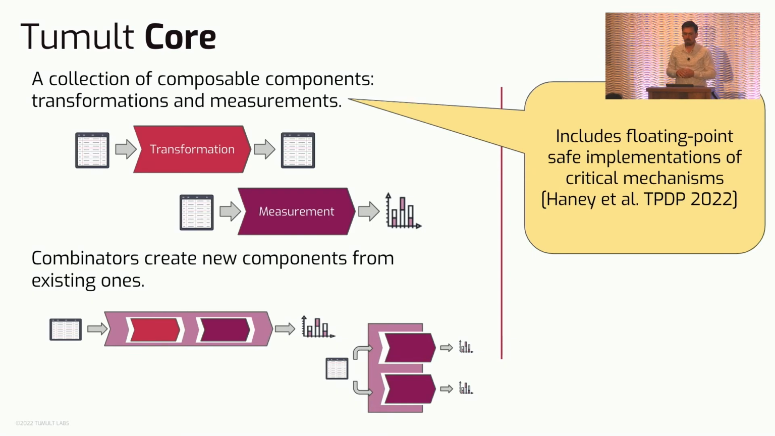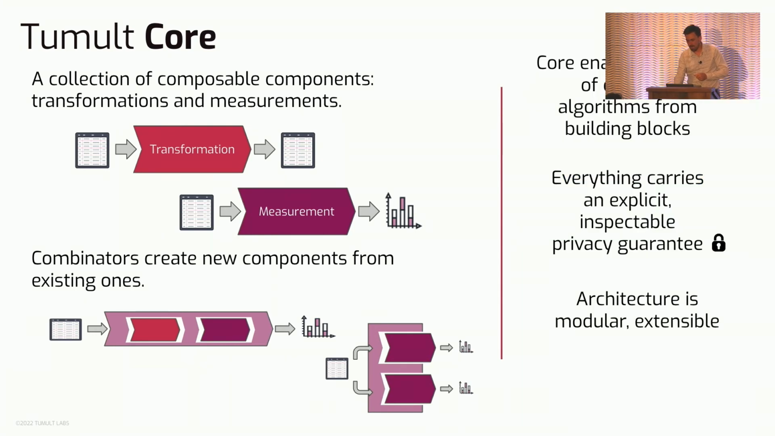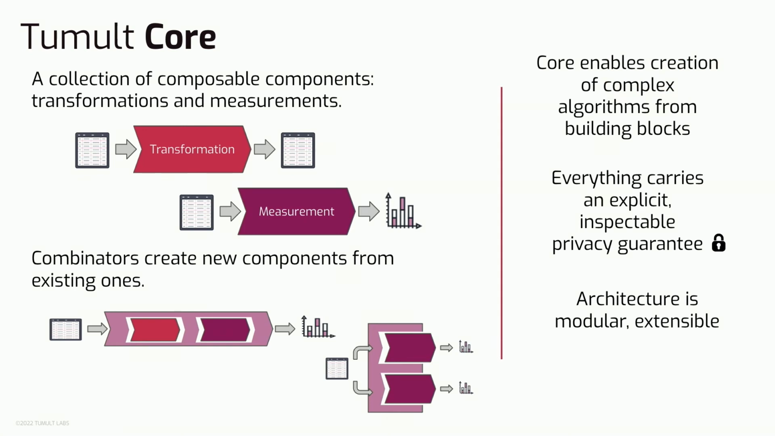One final remark about Core is that this is the privacy critical code. It's the really critical pieces, and it's important to implement them carefully and scrutinize for potential bugs. That's one of the motivations for making this code open source, so that we can get many eyes looking at the code. I just mentioned that we have a paper at TPDP this year, a differential privacy workshop, describing our approach to handling floating point vulnerabilities, which have vexed the DP community for quite a while. This can help make safe versions of things like the Laplace mechanism. So that's Core. It enables the creation of complex algorithms from basic building blocks.